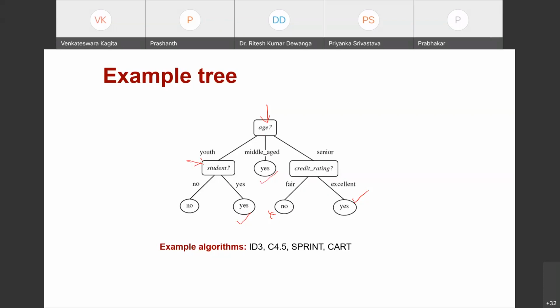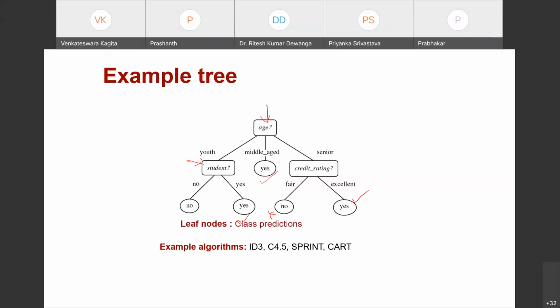So now the question is, how do you construct this decision tree? Given a decision tree, we know how to classify a new instance. This decision tree is one of the models. So given a decision tree, we understood how to classify a new instance, right? But how do we construct this decision tree? How do we decide that age should be in the root node, student should be in the left side node, or credit rating should be in this node? How do we decide that is the question. Okay, so we'll see how to do that.